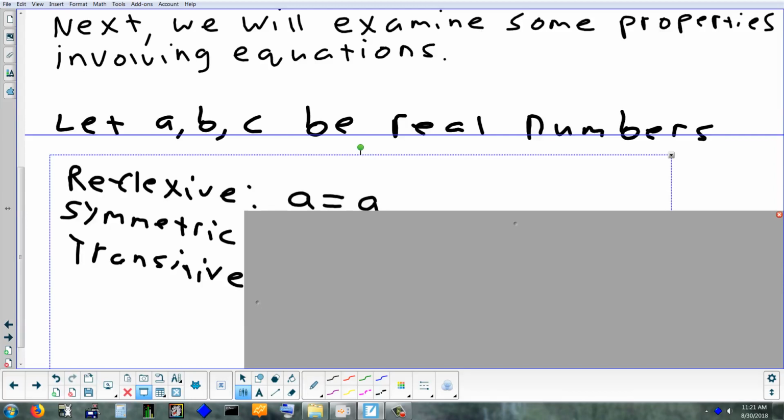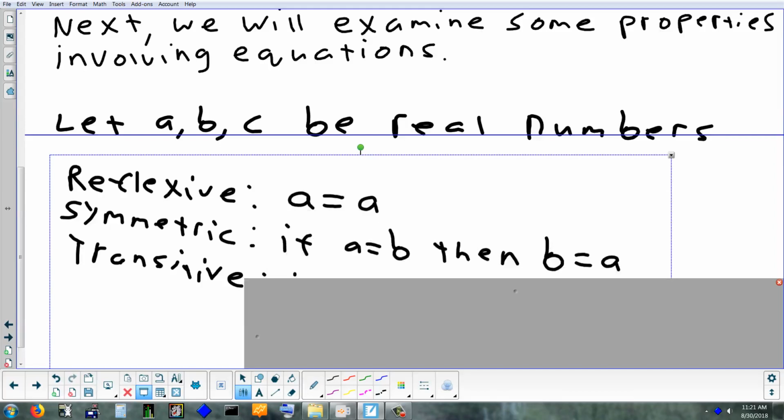Symmetric is a little different. That's basically if A equals B, then B equals A. So if you write on a test x equals 2, and somebody else writes 2 equals x, same thing.